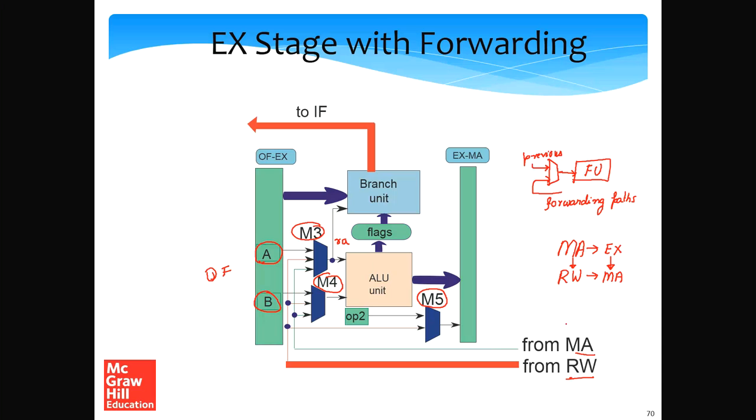So just in case the correct value is there in the RW stage, we can forward it at this point of time. Because we can't forward it later, the instruction will leave the pipeline. And just in case the right value is there in the MA stage, instead of doing an MA to EX forwarding, we can do an RW to MA forwarding one cycle later. So this is according to our principle that we forward as late as possible, right? One cycle later.